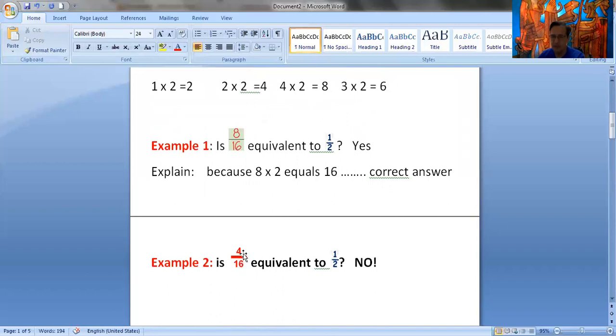4/16. Is 4/16 equivalent to 1/2? No. Why not? Explain. No, because 4 times 2 is not 16. This number 4 times 2 is 8, not 16. So 4/16 is not equivalent to 1/2.